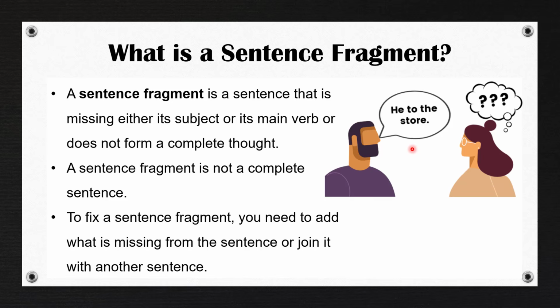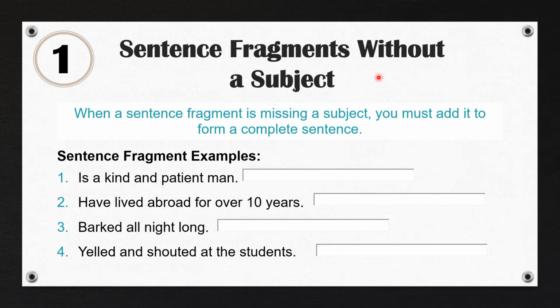To fix a sentence fragment, you need to add what is missing from the sentence or join it with another sentence. So first, we're going to look at sentence fragments without a subject. When a sentence fragment is missing a subject, you must add it to form a complete sentence. So here are some examples. Number 1, is a kind and patient man. Now this is a sentence fragment because we're missing a subject. Who is a kind and patient man? We have to put a subject. So for example, my father is a kind and patient man. Now that would be a complete sentence.